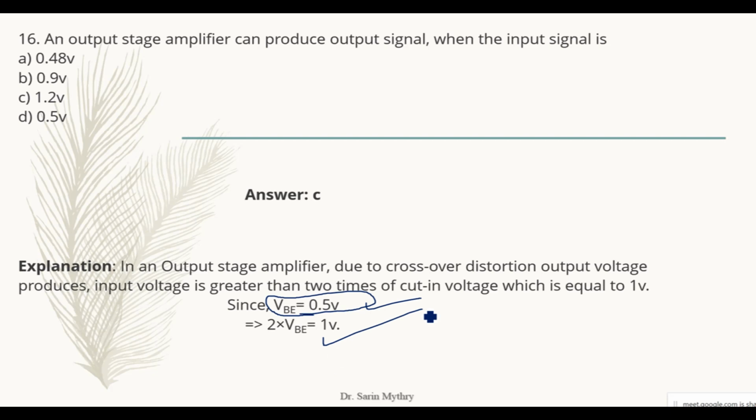So in an output stage amplifier, due to the crossover distortions, the input voltage should always be greater than 2 times the cut-in voltage. Then only will your output stage produce some output. Whenever the input becomes 2 times the cut-in voltage, then only you obtain some output. So option C is the correct one. Remember the formula, 2 times the cut-in voltage.